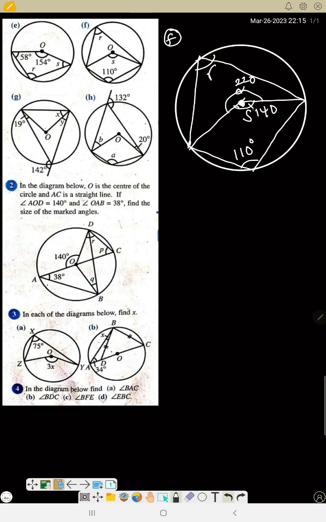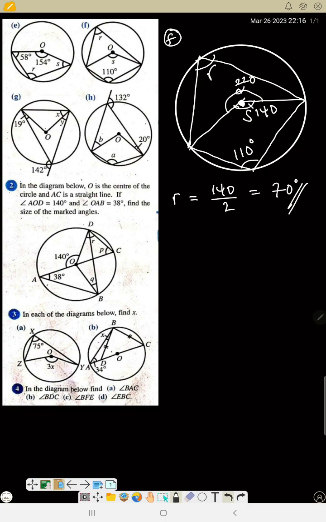Now that S is 140, so angle at the center is twice angle at the circumference. So R will be equals to 140 divided by 2. So R is equals to 70. So we have solved for R and S.